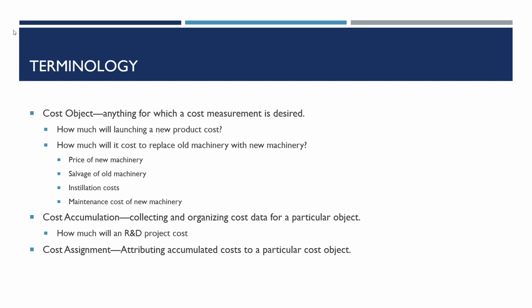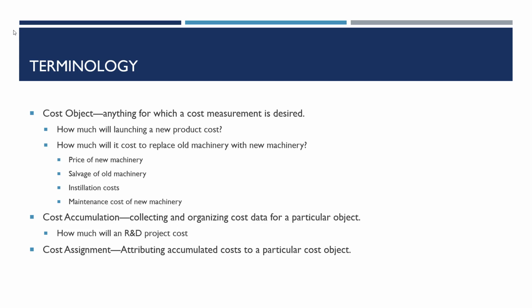So cost accumulation is the term for the collection and organization of data related to a particular cost object. Trying to figure out how much an R&D project actually cost you. Every time you have some cost that is incurred by that object, you would record it and accumulate it to figure out the overall cost of that R&D project.